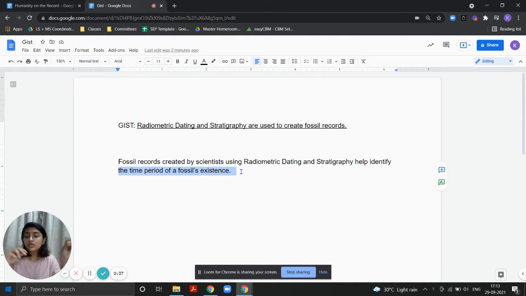Now I eliminated all the other information. What are fossil records? Why are they used? Who makes them? Are they easy? Are they tough? And I really focused on the bulk of what the section was telling me, and that was that the two types, radiometric dating and stratigraphy, are used to create fossil records, and I eliminated the meaning of the fossil records, who creates them, etc., from my gist to make sure it fit under 10 words.